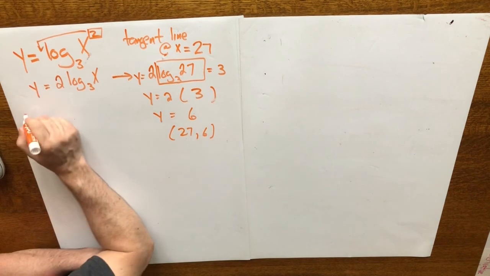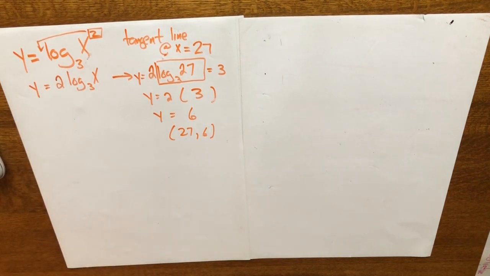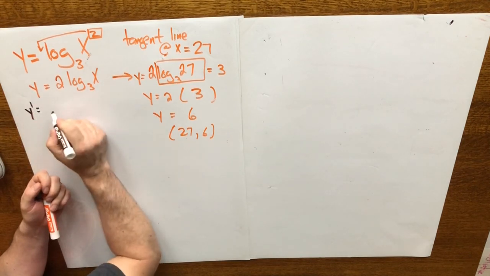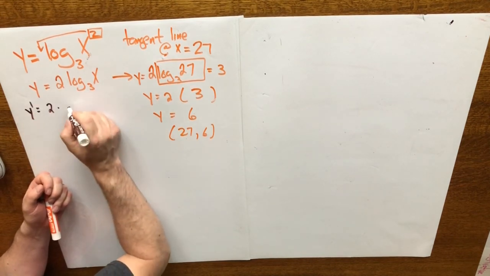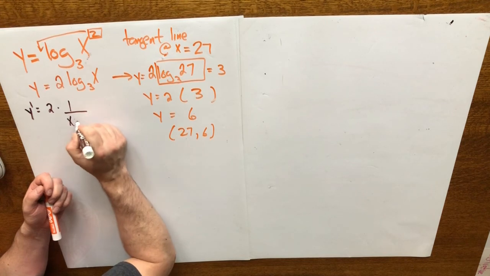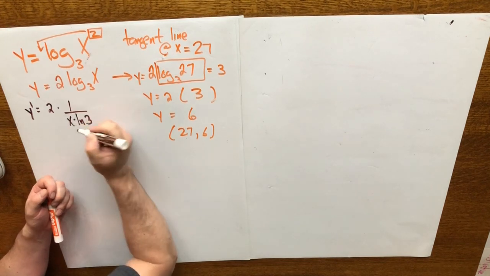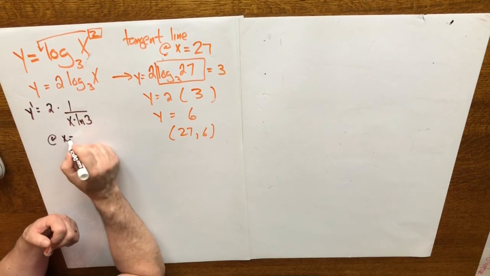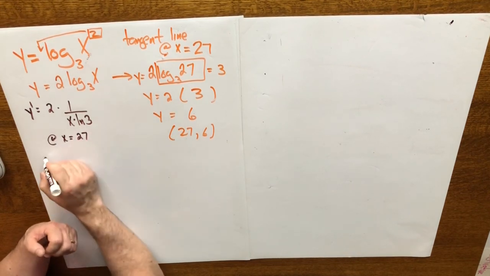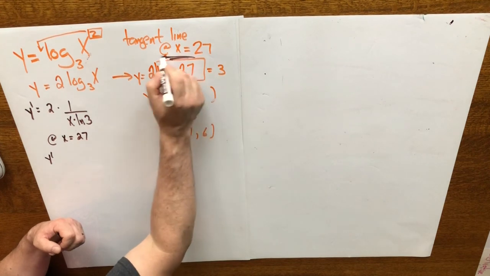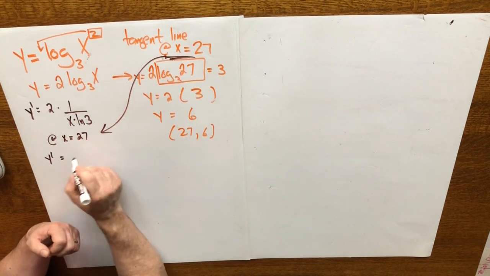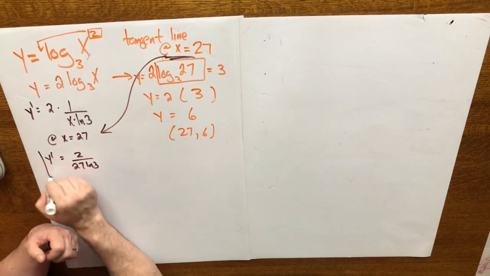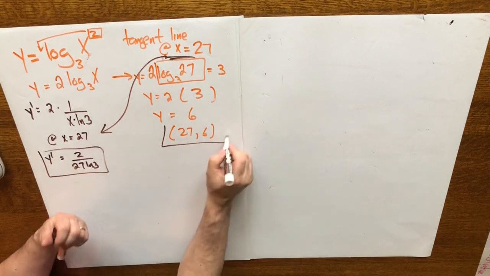Now let's see what y prime equals. Y prime equals 2 times 1 over x ln 3, like that. And we would say at x equals 27, y prime equals 2 over 27 ln 3. So there's your slope, and there's your ordered pair.